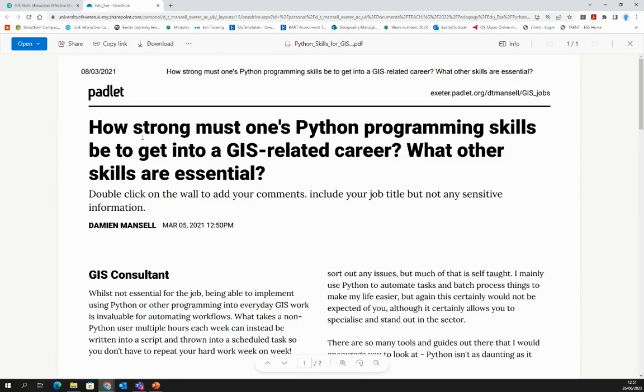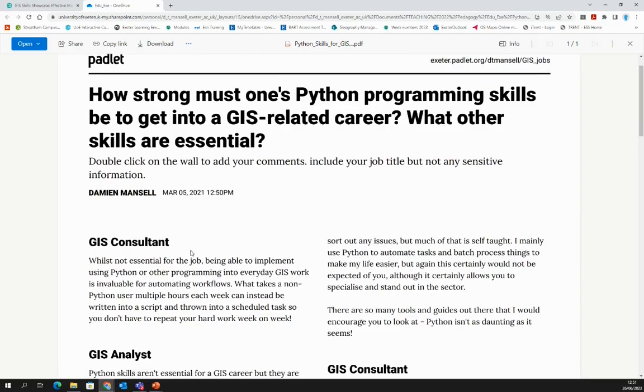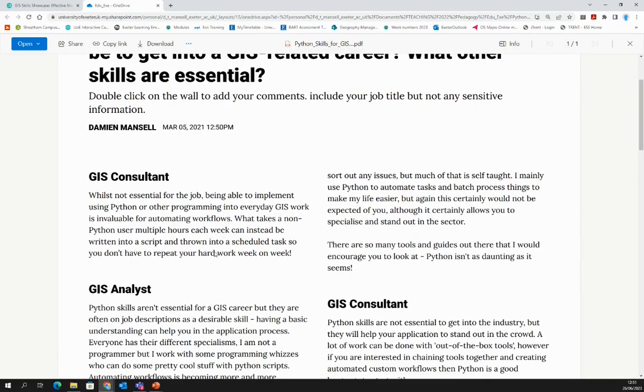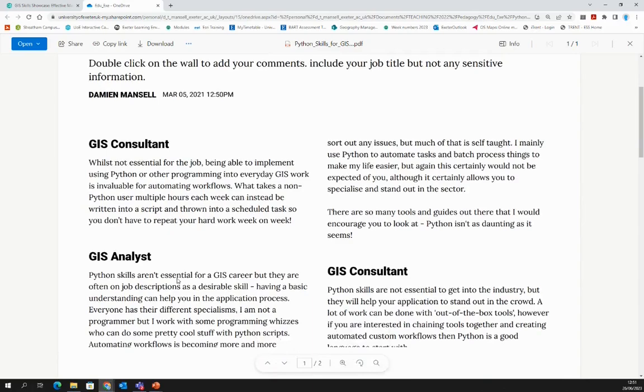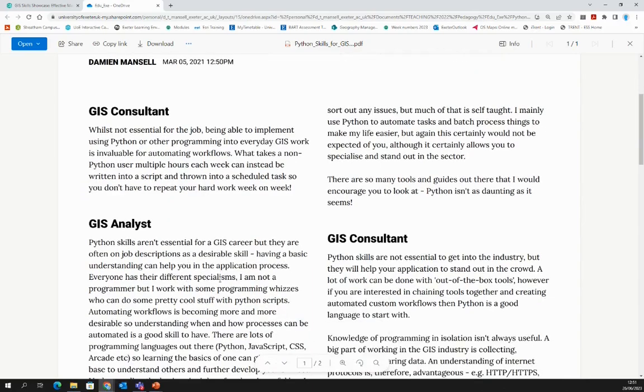So I simply just asked them a question: how strong must one's Python programming skills be to get into a GIS-related career, and what other skills are essential? And I asked the alumni just to post what role they were in and then some tips. And we got responses from all sorts of different GIS consultants and analysts, just giving students another voice, that these skills are important in the workplace.